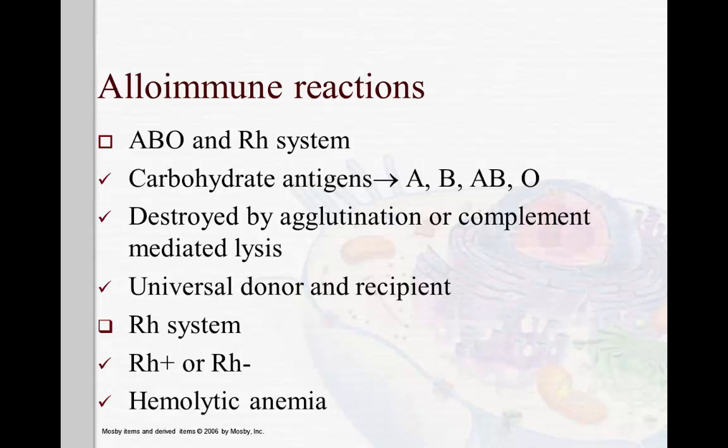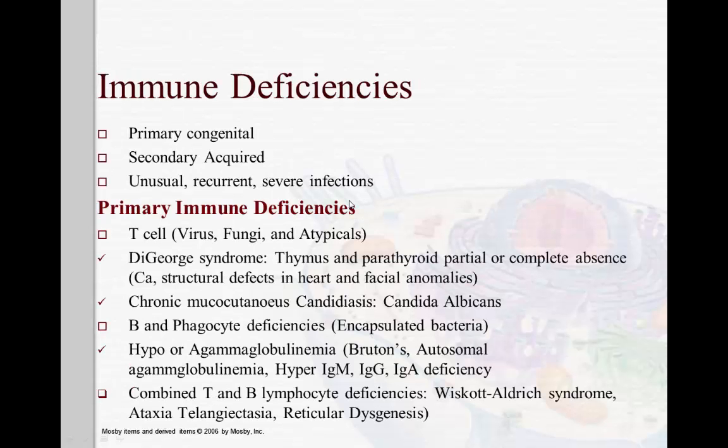I explained already the ABO and Rh system reaction. Now, there are other types of immunodeficiencies, and these are the primary and secondary. I'm not going to spend time explaining all of them. You have them listed.